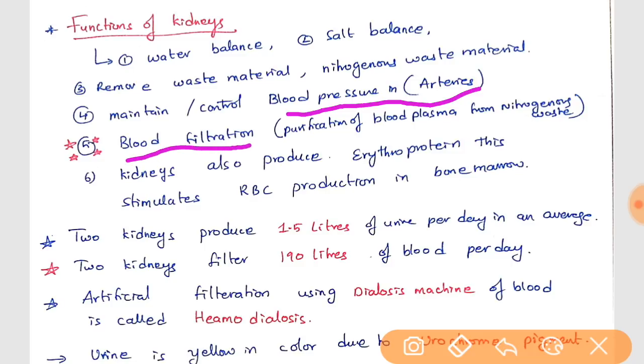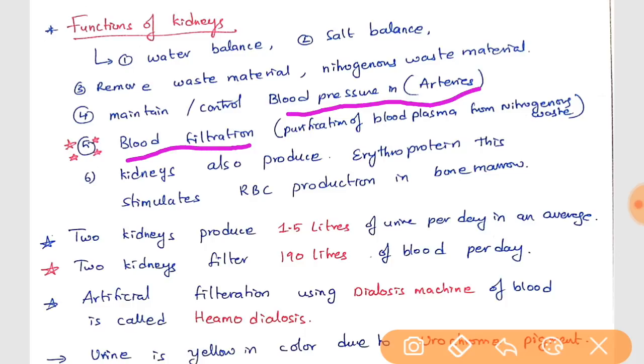What do you mean by blood filtration, friends? See, blood is filtered by two organs in our body. One is lungs, the other is kidneys, friends. What do the lungs do? See, friends, in blood we know that there are red blood cells, white blood cells, plasma, and blood platelets. Four components. In lungs, the CO2 carried by RBC is replaced with oxygen. So RBC exchanges its gases in the lungs, friends.